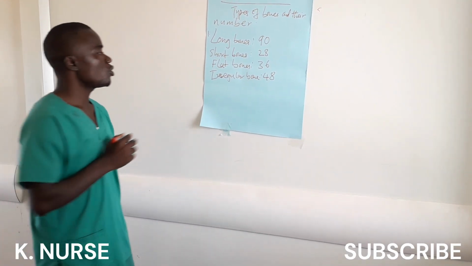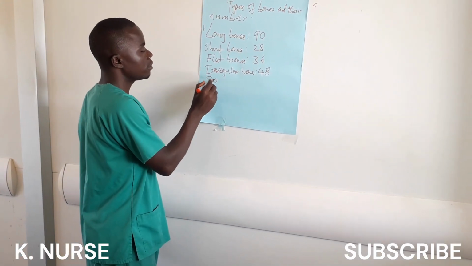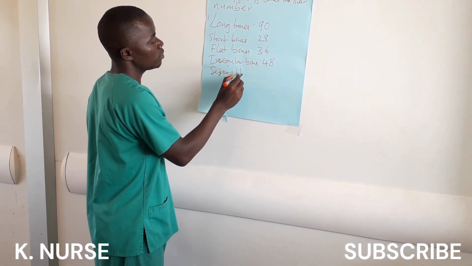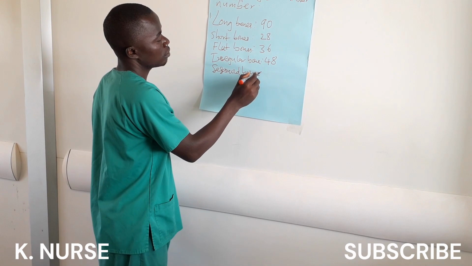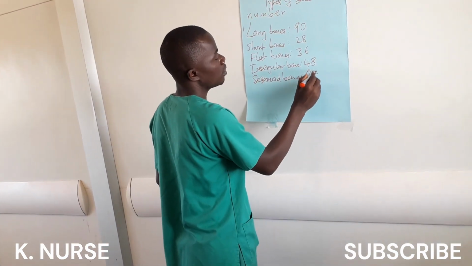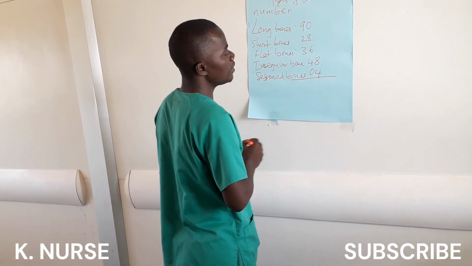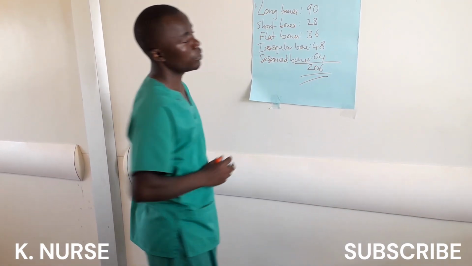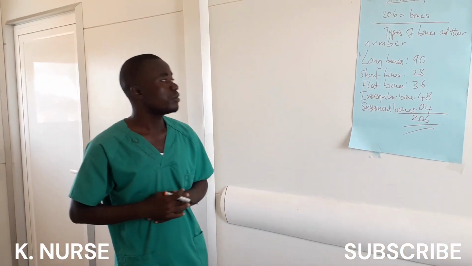We have the sesamoid bone. The sesamoid bones are made up of 4. So if you calculate everything together, you are going to have the 206 bones. These are the ways in which they came about to have the 206 bones.